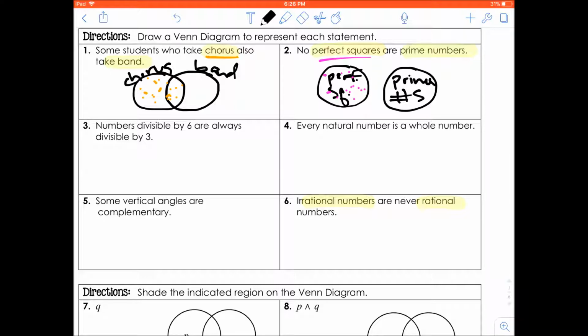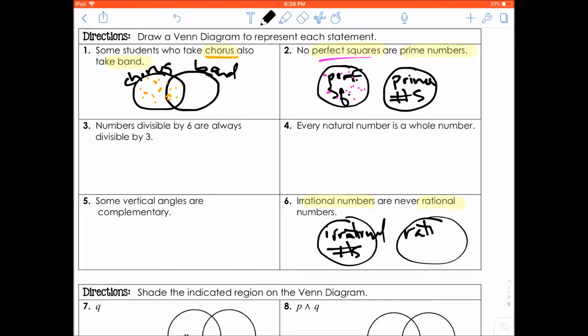Irrational, you get the idea? Numbers. They all go in that circle. And guess what? None of them can be rational numbers. So the rational number circle better end up somewhere else. Rational numbers. Oh, easy enough. All right, let's go on to the next section.